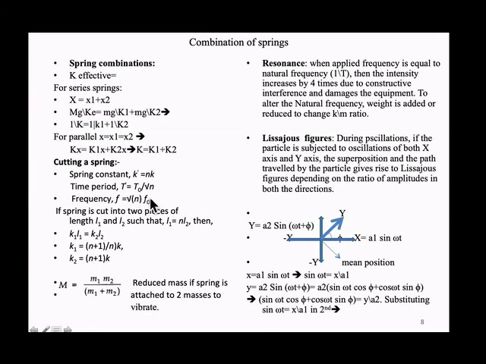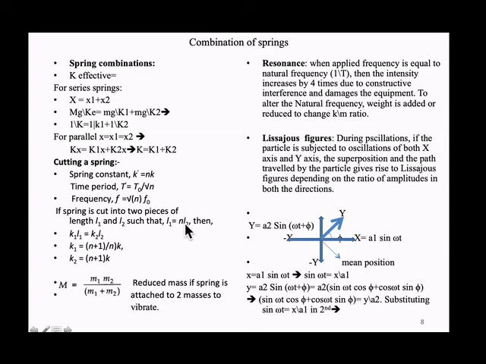So this is the time period when the spring is cut. Because T is 2 pi root m by k, and k is coming at the bottom, k is n times k, so T becomes 2 pi root m by nk. Let us say the spring is cut in lengths L1 and L2. Suppose L2 is 0.5 and L1 is 1.5. Then both together become 2 L. So this is the ratio example.